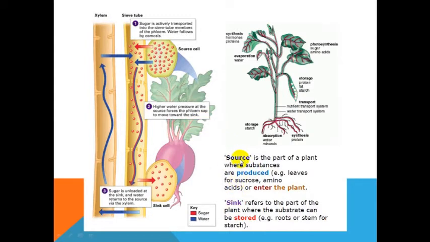Let me recall the source and the sink. Source is the part of the plant where substances are produced, for example the leaves for sucrose, or the place where substances enter the plant, like amino acids coming from the roots. The sink refers to the part of the plant where the substrate can be stored. Any part of the plant can be the sink.